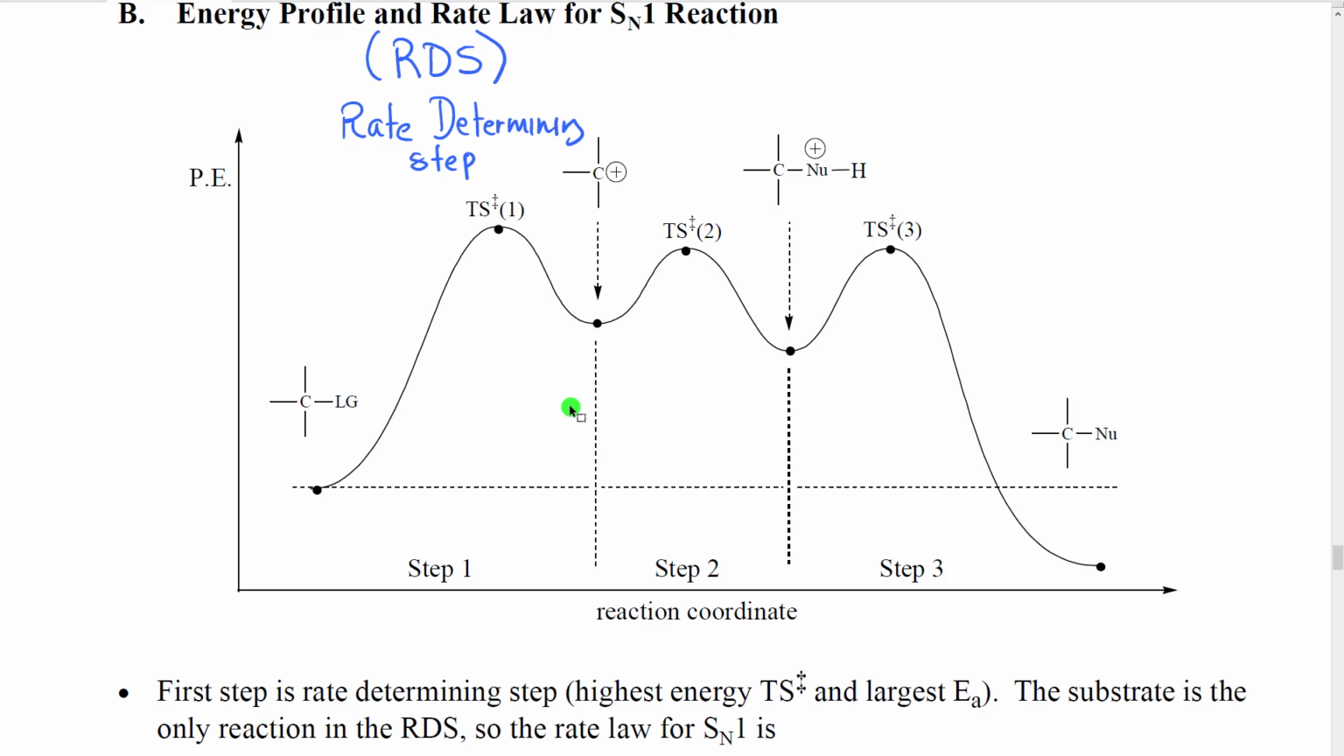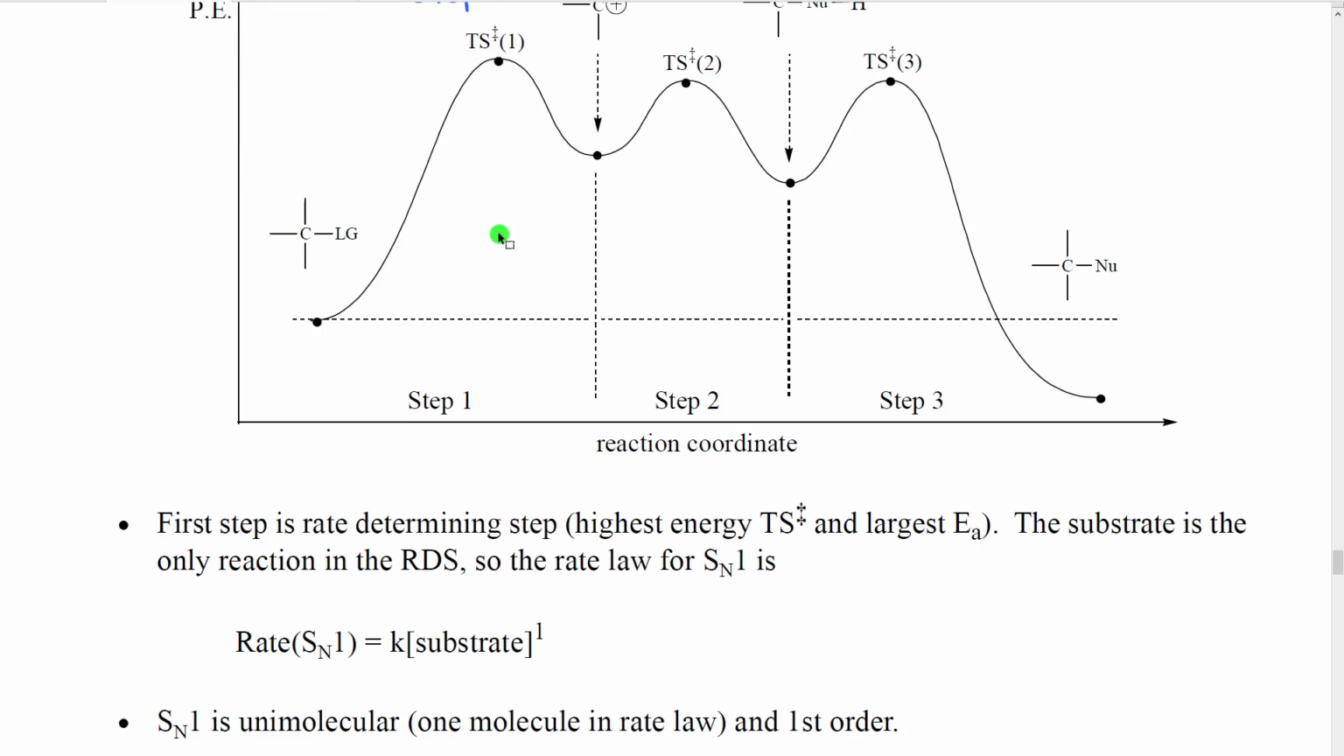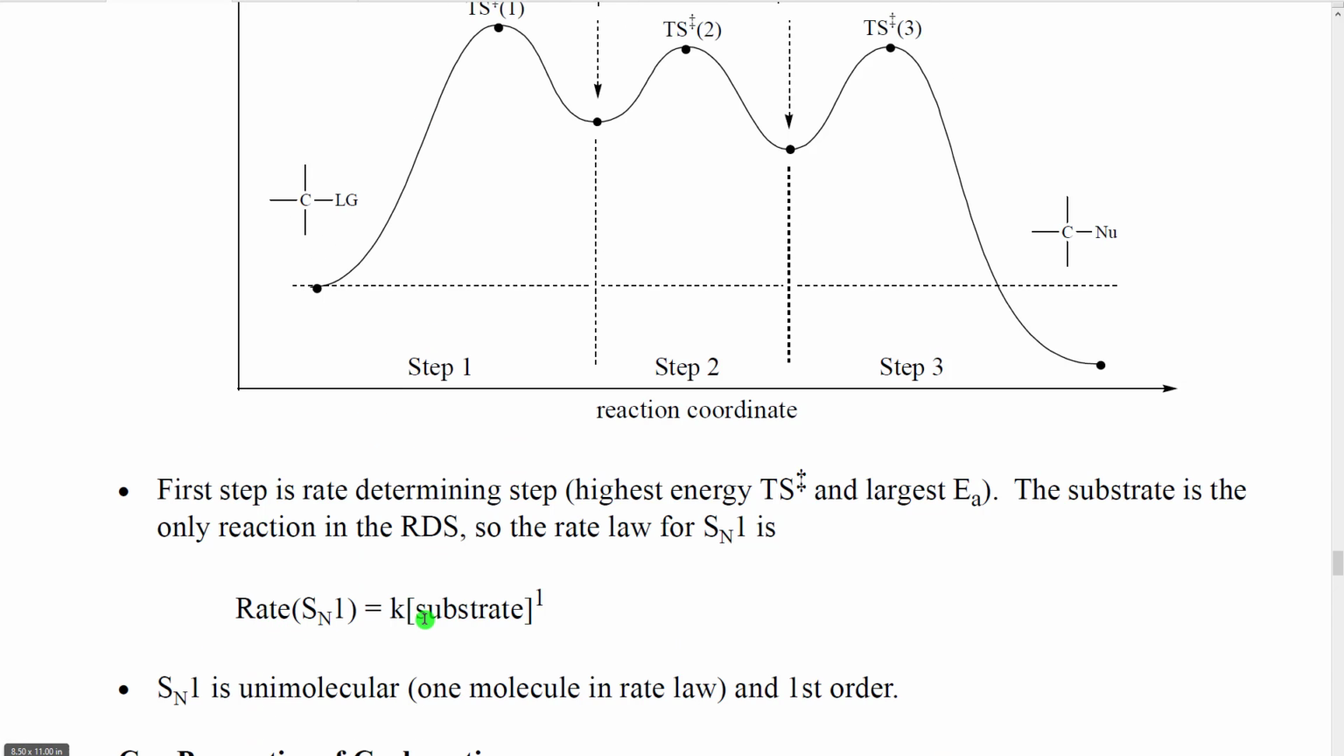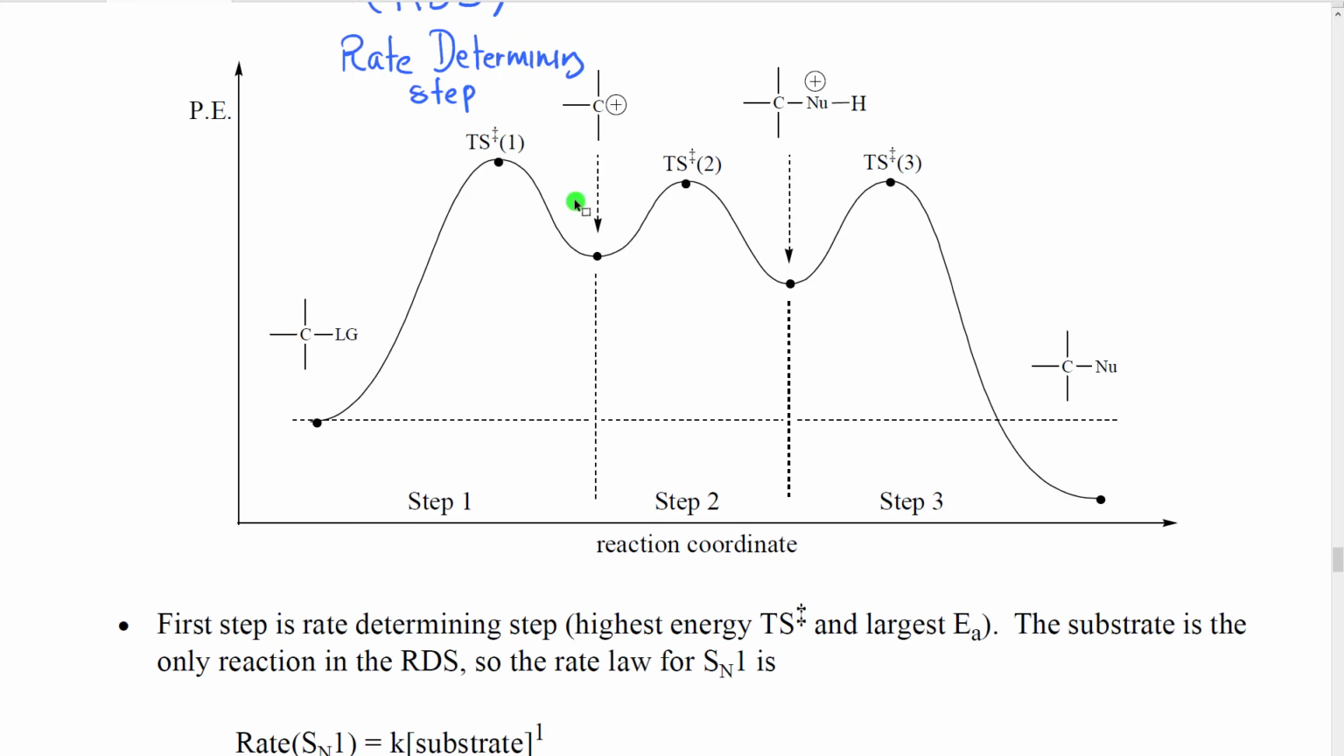In most SN1 reactions, the rate determining step will be the first step. That transition state usually has the highest energy. So, if we look at our rate law then, the rate should be the rate constant times the concentration of the substrate. Because if you'll notice, in this first step, there is no nucleophile participating. It's just the substrate breaking apart into the carbocation.